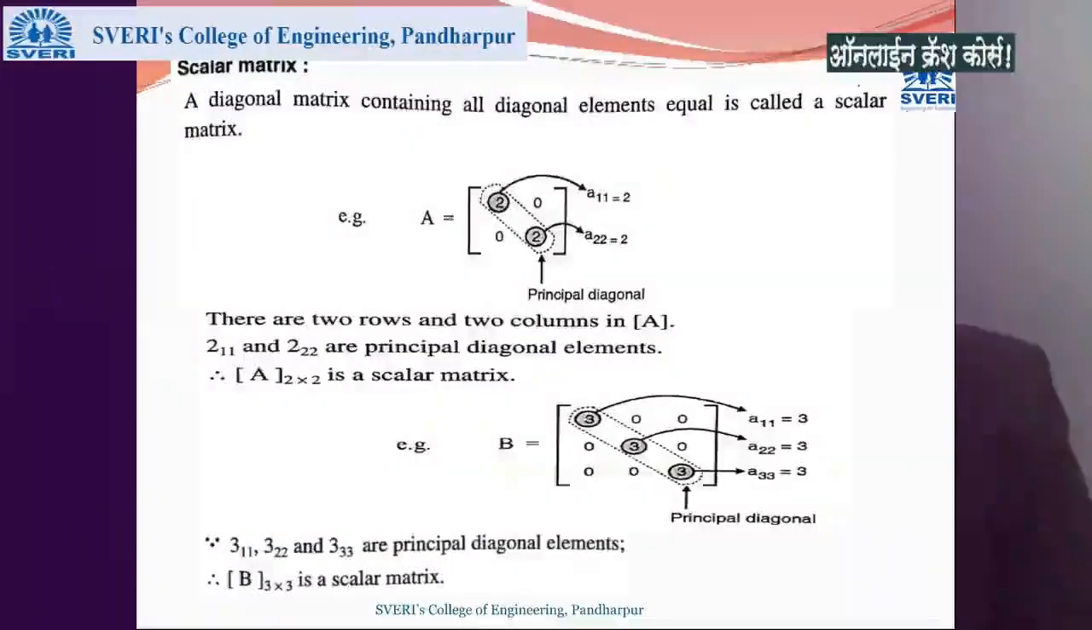Similarly, if you are taking that 3 by 3 matrix with the elements 3 0 0, 0 3 0, 0 0 3. So here A11 which is equal to 3, in position of A22 there is element 3, and in position of A33 again there is the element 3. So here 3, 3, 3 are the principal diagonal elements.